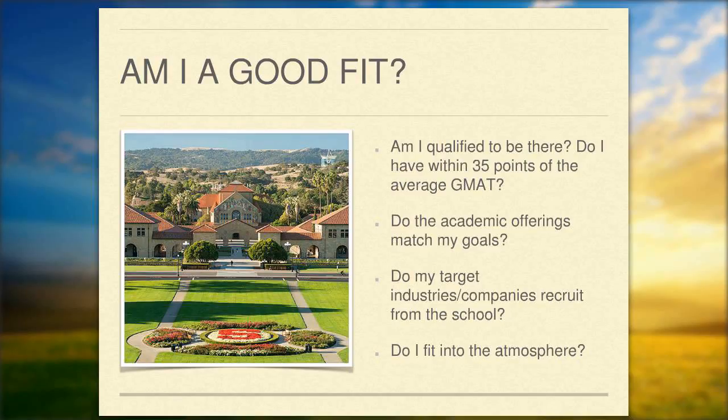In a minute, we'll look at the average GMAT scores in some schools, and you want to make sure that you have around 35 points of that average. If you don't, then you're really in the bottom 10% of the accepted group, and that 10% has to be extraordinary and have a special case, an amazing story, or something really amazing about them to be admitted with a much lower average GMAT score.